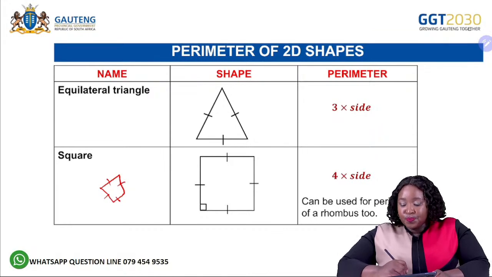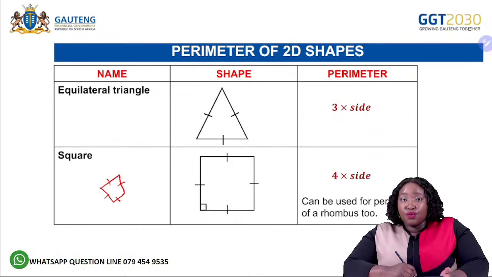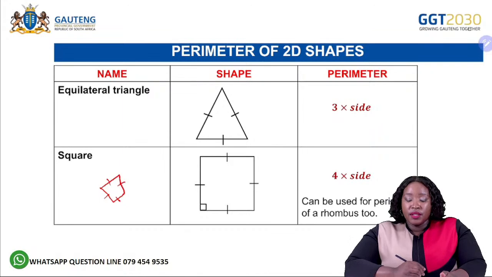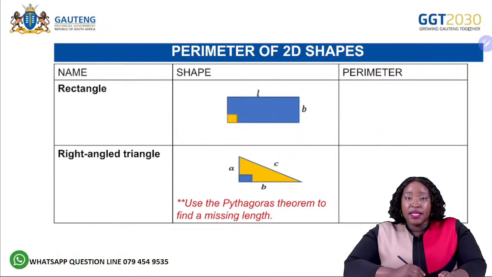All right. Right. We have 2 so far. We are going on to the next ones. All right, the next ones would be a rectangle and a right angle triangle.